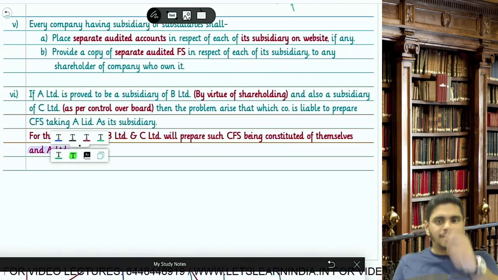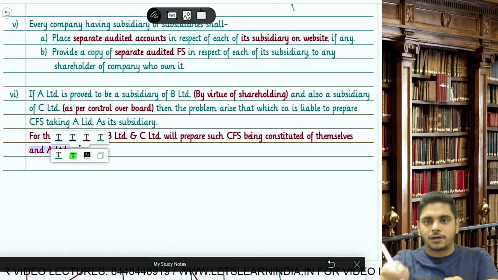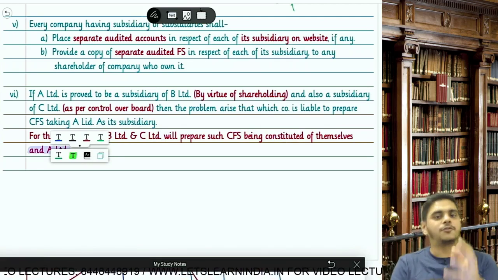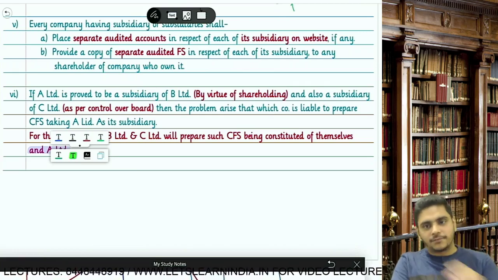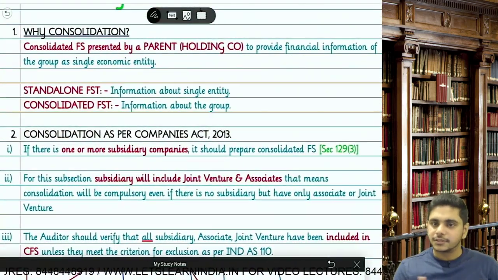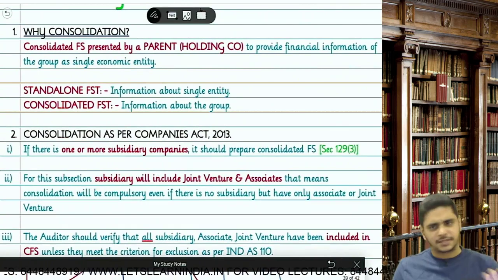Clear? One company has made investment, other company has appointed more than half of the board of directors, then both the companies will have to prepare consolidation. Clear this much? Easy it is. So all this is basics.